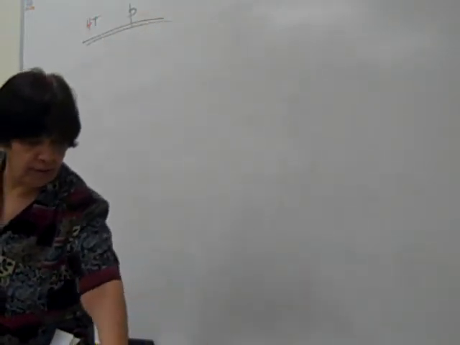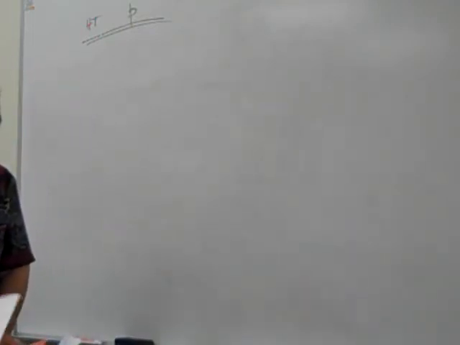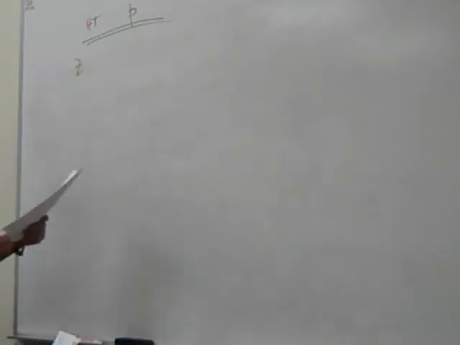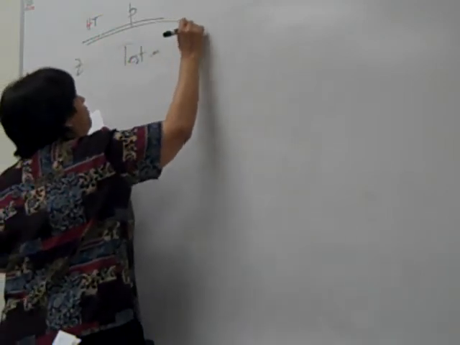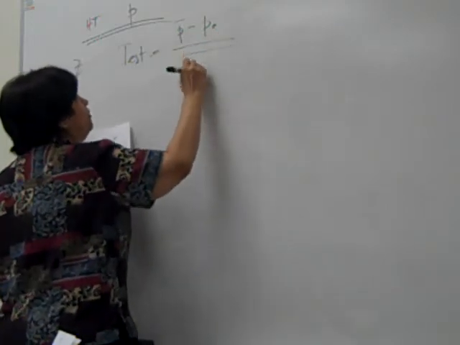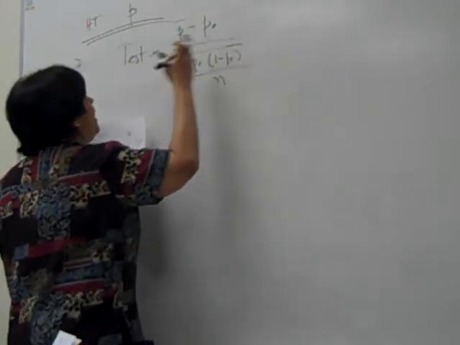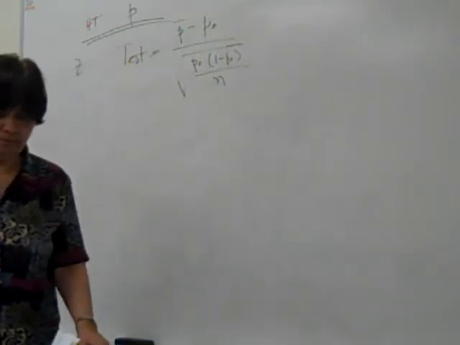And when we are dealing with the population proportion, we're going to use z, but the test value is going to be p bar minus p0 divided by the square root of p0 times 1 minus p0 divided by n. That is what is important about hypothesis testing about the proportion.